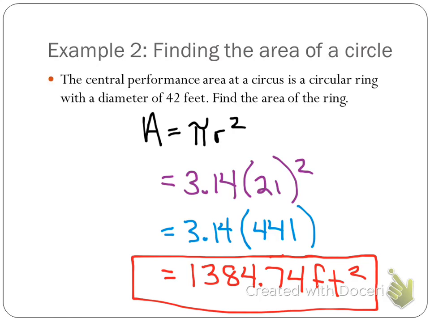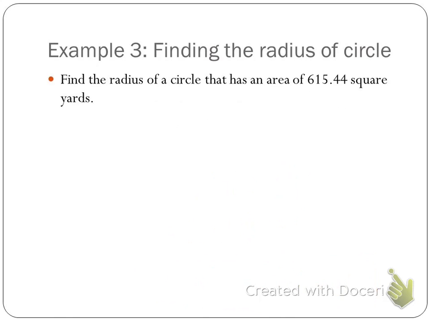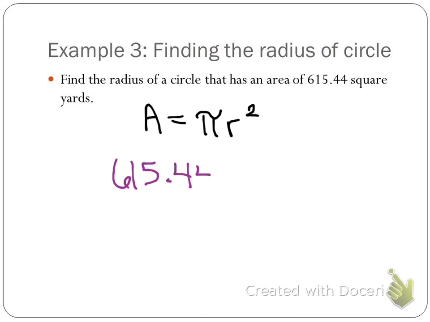All right, now in example 3, we're finding the radius of a circle. Just like we've done all chapter, sometimes they give us the area, sometimes they give us the circumference, and we have to solve for another part of the formula. Doesn't change the fact that I still use the same formula for the area of a circle. It says find the radius of a circle that has an area of 615.44 square yards. So I just plug in 615.44 for area equals pi, which is 3.14, r squared.